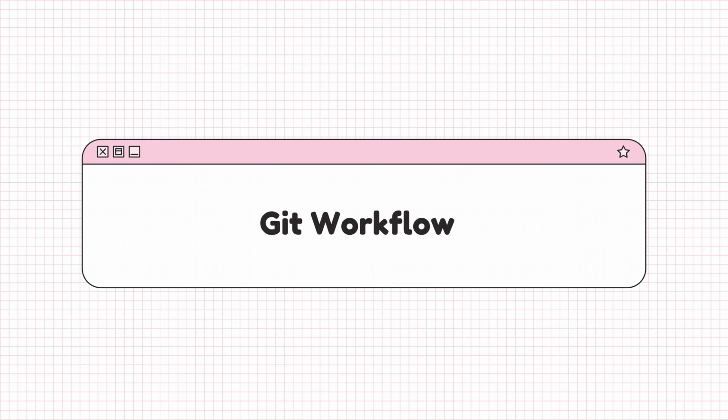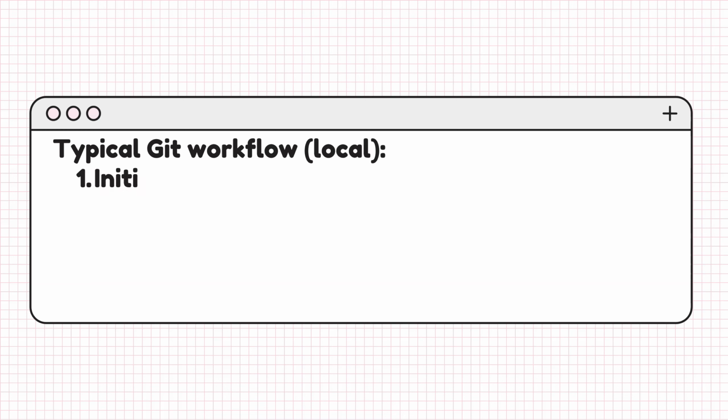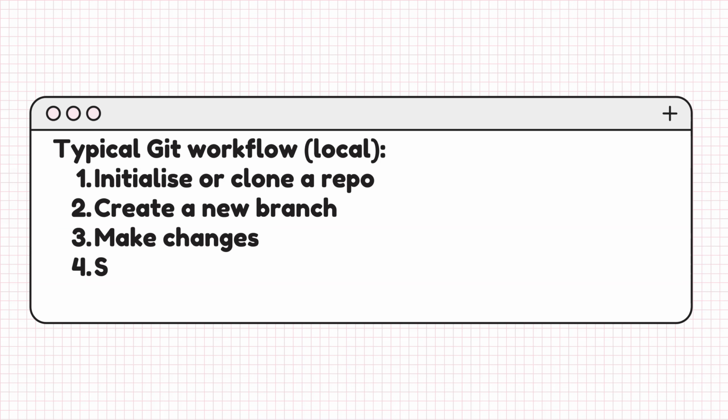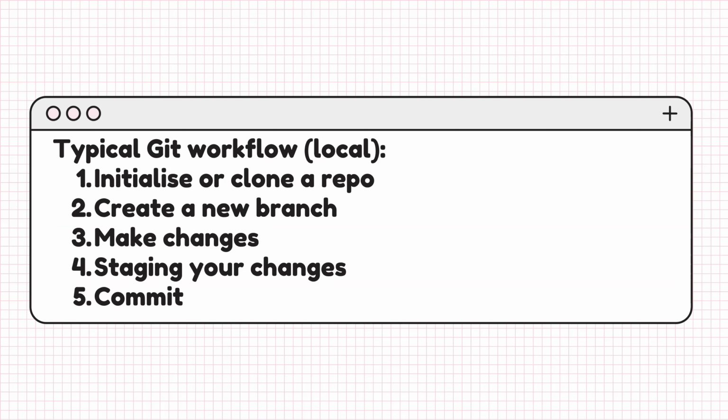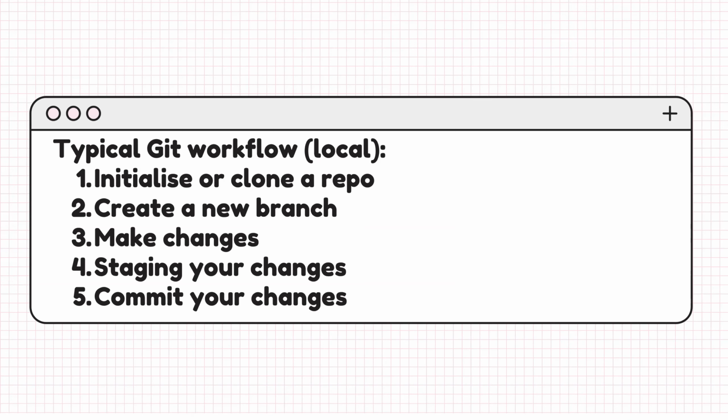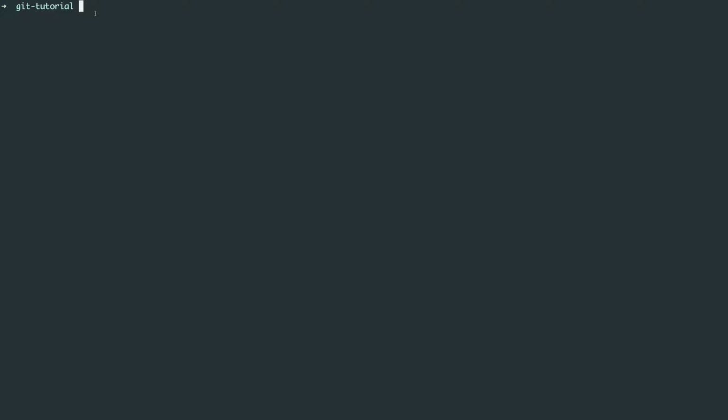Now that you have some familiarity with some of the basic Git terms, let's have a look at a very common Git workflow. A typical Git workflow locally includes the following. You initialize a repo or clone an existing one, you create a new branch and work on specific code changes, you stage your changes ready to be committed, and then you commit the changes so Git can have a snapshot of it. Now, let's dive into some Git demonstration.